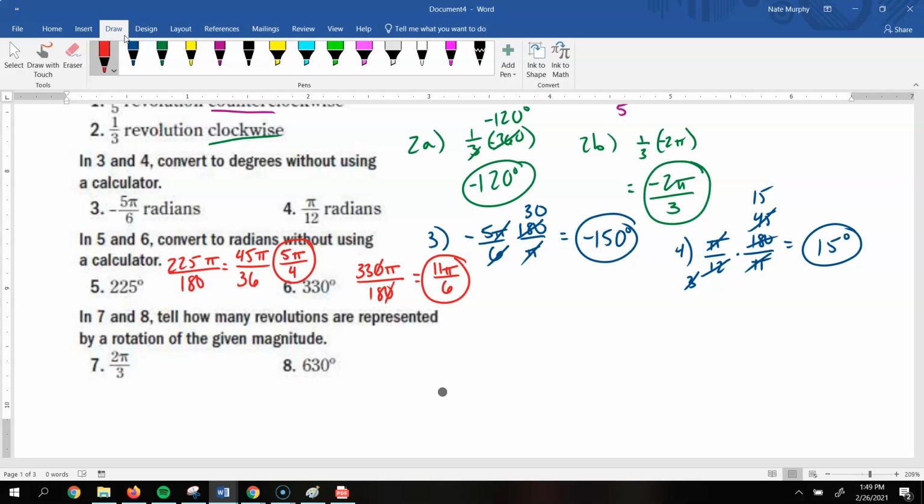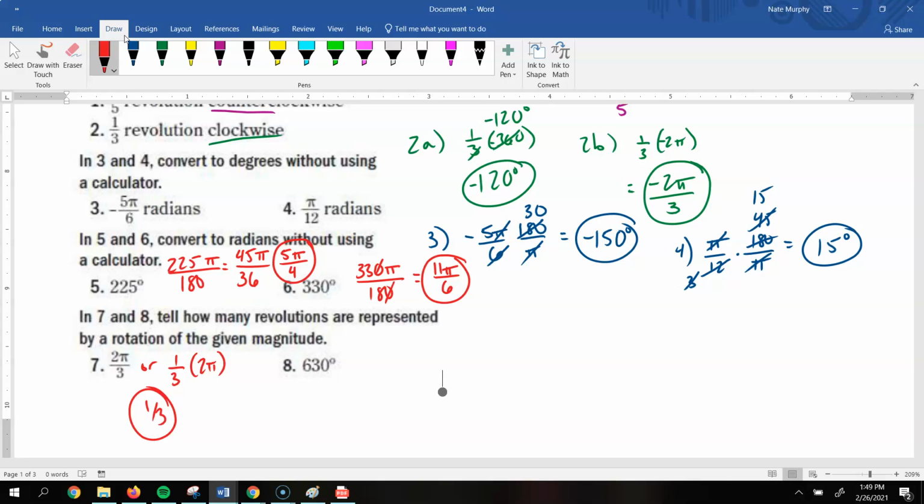All right. So for number 7 and 8, it's asking for how many revolutions are represented by a rotation of the given magnitude. So for number 7, remember that 2 pi represents 1 full rotation. This one here is set up as 2 pi over 3, which is the same as 1/3 of 2 pi. So if 2 pi is a full rotation, 2 pi over 3 would be 1/3 of a revolution, or 1/3 of a rotation. So our answer would just be 1/3.